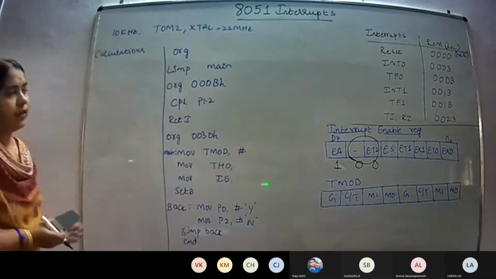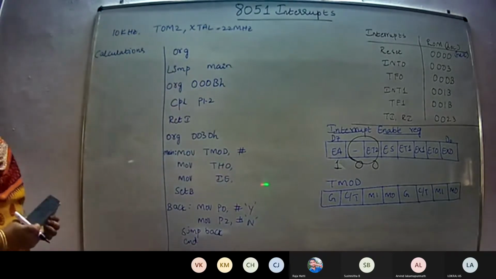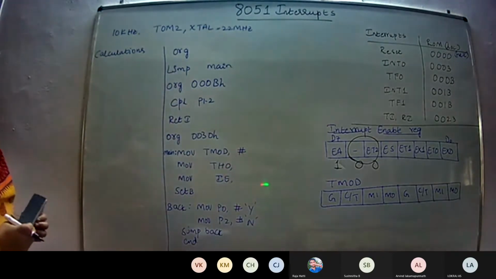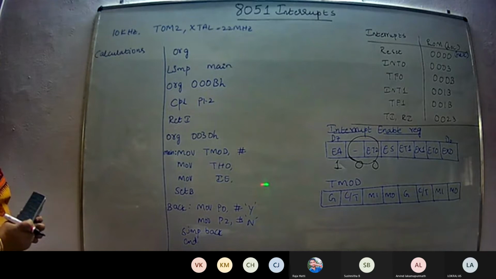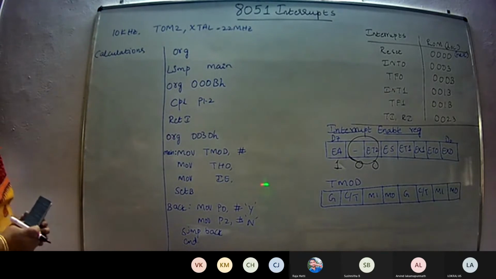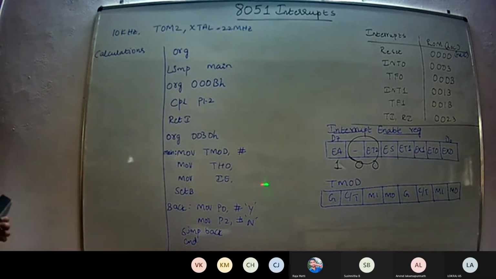Next one is ES, which is for serial communication. ET1 is for timer 1. EX1 is external hardware interrupt 1, that is INT1. Next, ET0 is for timer 0, and EX0 is for INT0. So these are the bits in the interrupt enable register.